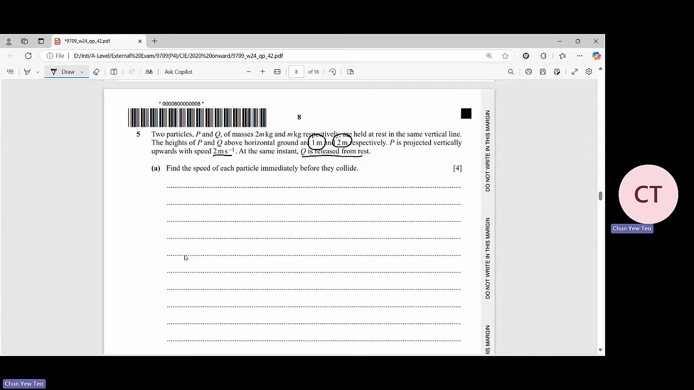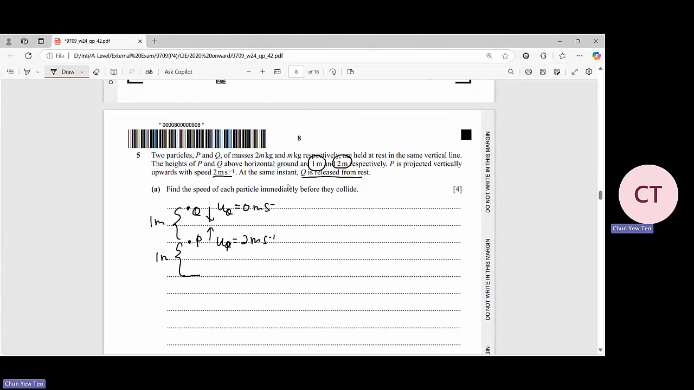So over here, we have a ground here, and let's assume that the P is here and the Q is here. So this is the Q, this is the P. Q is going down, P is going up. And this distance is 1 meter apart. This is 1 meter from the ground. So P is moving up with the speed of P as 2 meters per second. Then the Q is going down actually from rest.